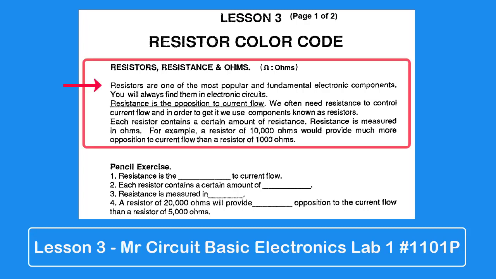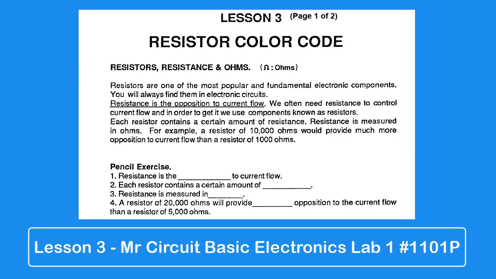Resistors are one of the most popular and fundamental electronic components. You will always find them in electronic circuits. Resistance is the opposition to current flow. We often need resistance to control current flow, and in order to get it, we use components known as resistors. Each resistor contains a certain amount of resistance. Resistance is measured in ohms. For example, a resistor of 10,000 ohms would provide much more opposition to current than a resistor of only 1,000 ohms.